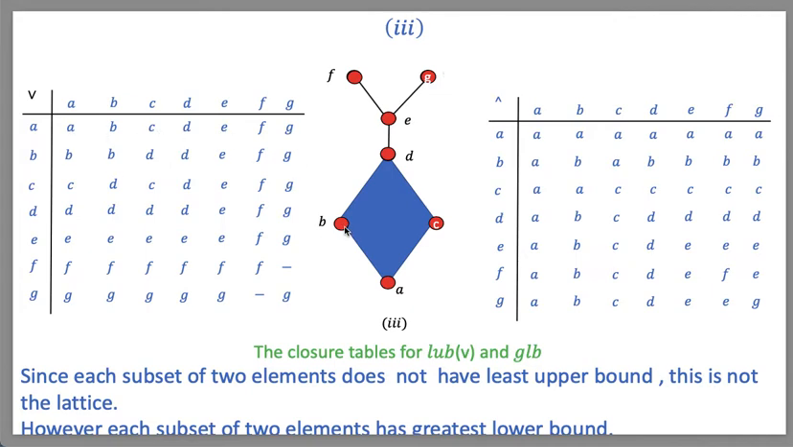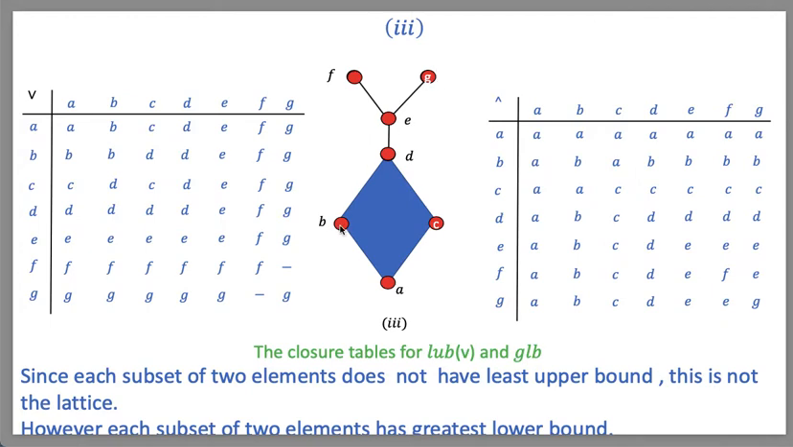Now least upper bound of B and A is B. Least upper bound of B with B is B. Least upper bound of B and D is D. Least upper bound of B and E is E. Least upper bound of B and F is F. Least upper bound of B and G is G.